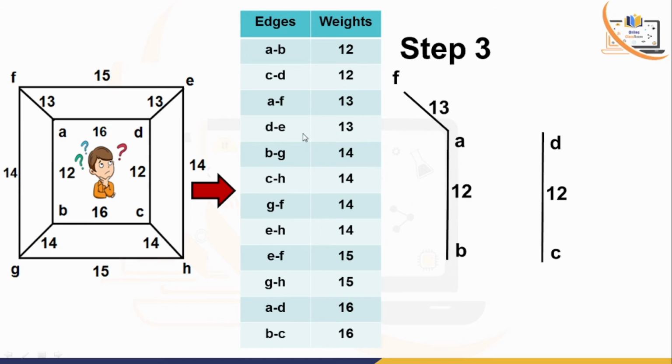Obviously the next minimum will be DE, this particular edge. Now if I move to the next step and place DE in this position, look, the corresponding figure still doesn't create any kind of circuit, so we can easily take DE. In the next step, obviously the next minimum is your 14 and several connections are there like BG, CH, GF, EH.